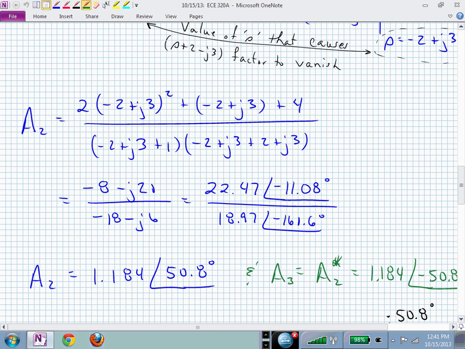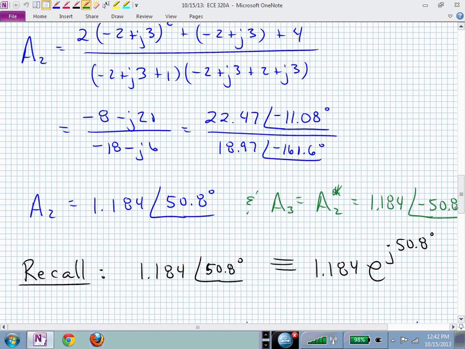Because what am I seeing wrong here? The magnitude looks okay. The 22, it's a little bit bigger than 21, but what's minus 8 minus j21? If that's now in the third quadrant, that should be between, let's say, minus 90 and minus 180. So now 150.8. Where did I get 11.8? I don't know. Anyway, I think the result is correct.